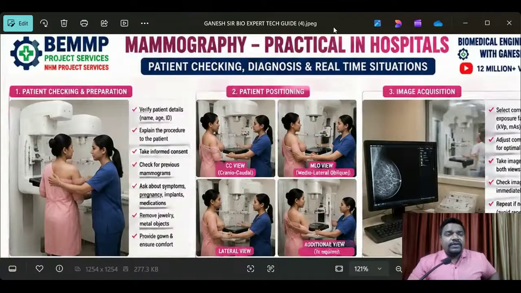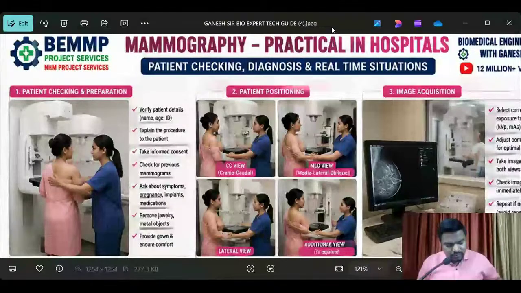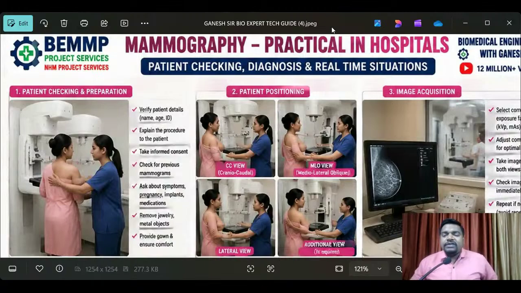Whatever I'm showing in this presentation, these are very important. So, mammography purpose, what are the things there? See it clearly and give comments if you have any doubt. Okay, my dear engineers, try to take it positively and listen carefully.